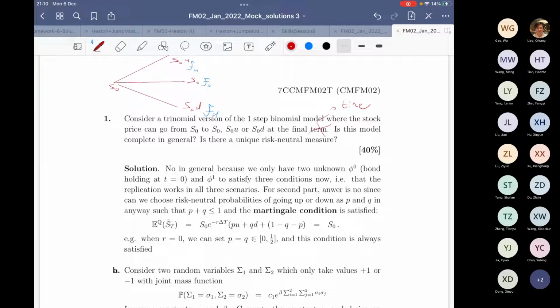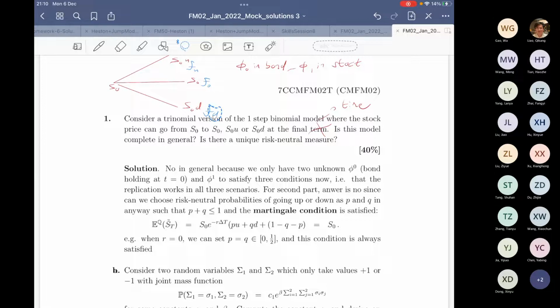Remember, the idea is to hold phi 0 in the bond, and phi 1 in the stock. When we did this in the first lecture on the binomial model, you have to choose phi 0 and phi 1 so that regardless of what happens, usually in the two scenarios, either S goes up or S goes down, the replicating portfolio consisting of phi 0 bonds and phi 1 units of stock matches the payoffs of FU and FD.